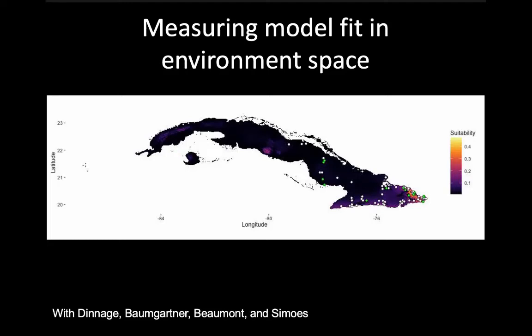Okay, so we've talked about how we measure model fit in geographic space. I want to add to that right now a little bit of a discussion about how E&M tools measures model fit in environment space. And I think this is really worth trying to understand because this is something that we just came up with for E&M tools. It doesn't, to my knowledge, exist anywhere else, and I think it might potentially be fairly useful.